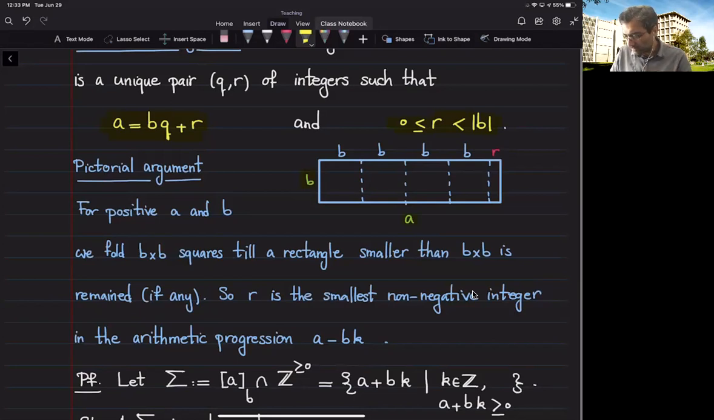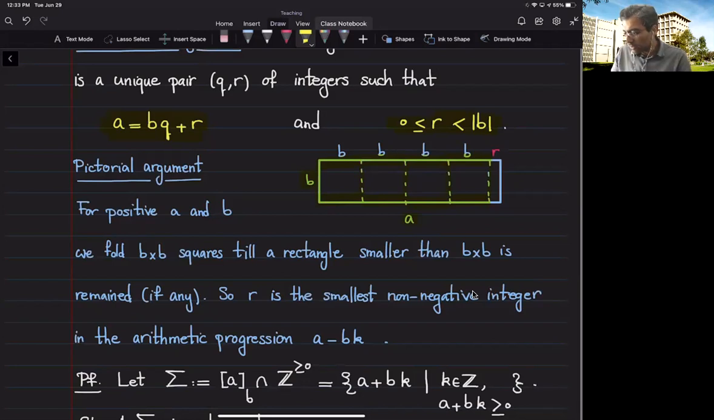So I cut one square. If I can, I still cut another b by b square, and I continue like this till I cannot cut a b by b square anymore. That means the remaining rectangle doesn't have enough space for me to cut another b by b square. So we end up getting the remainder, which is r times b.